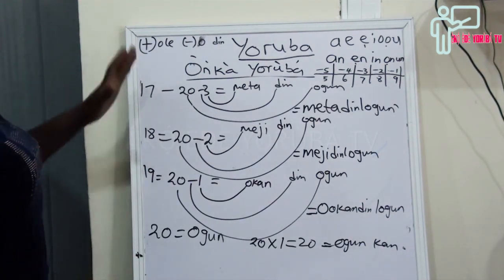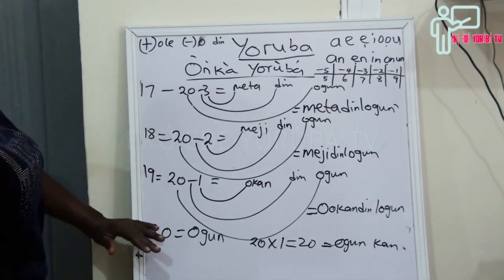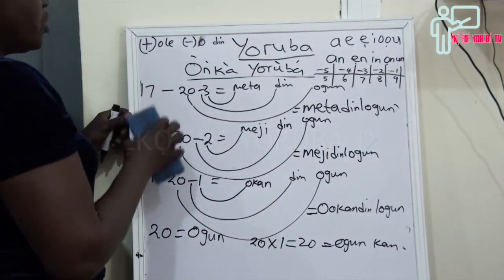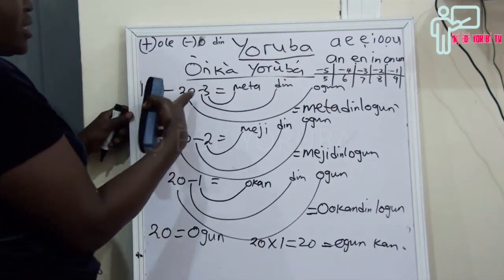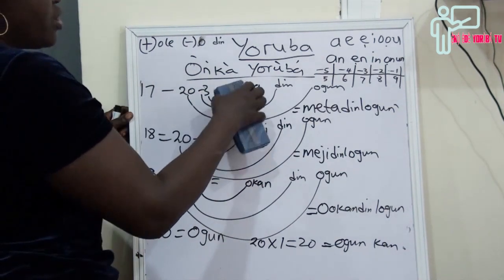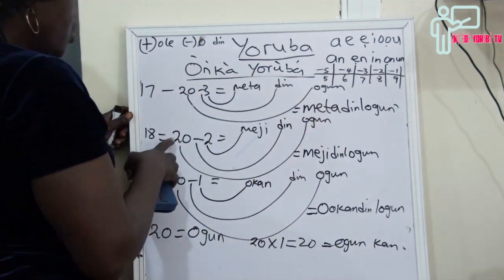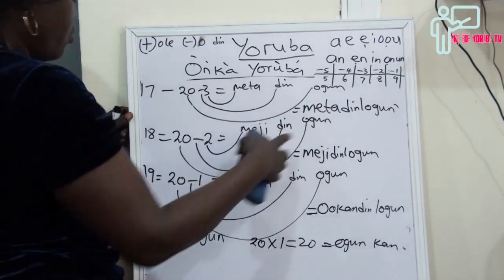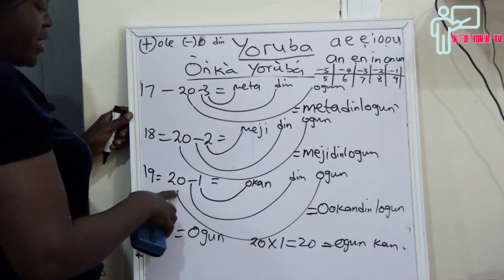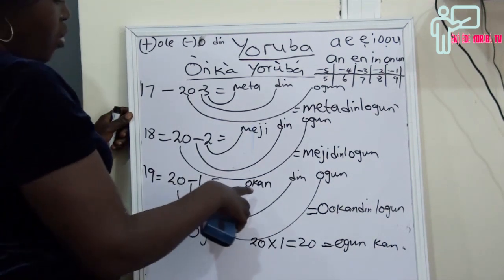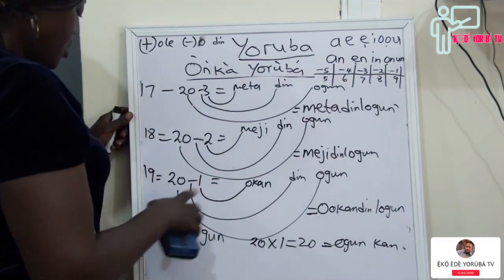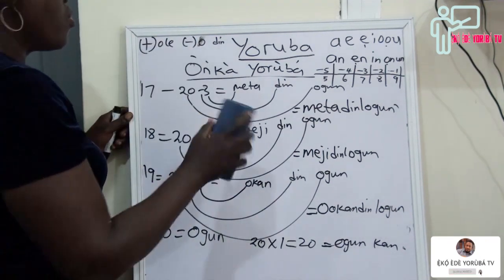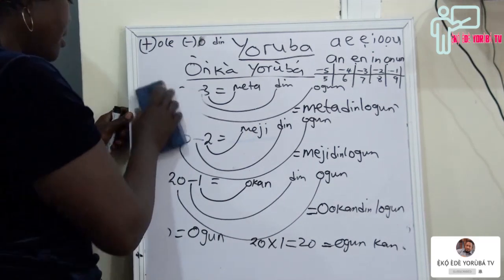So I will now rewrite it from 11. You can see now 17, 20 minus 3, which is mẹ́tàdínlógún. 18, 20 minus 2, méjìdínlógún. 19, 20 minus 1, ọ̀kàndínlógún. 20, ogún, just call it ogún.